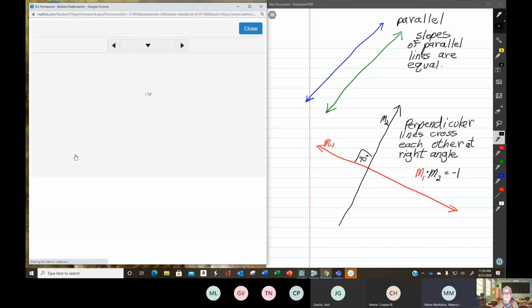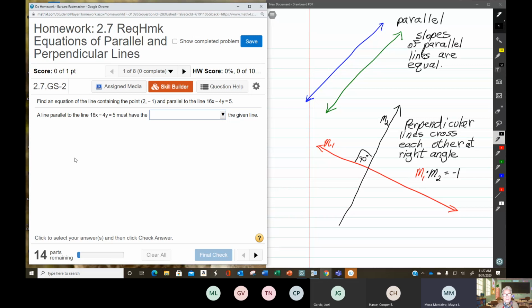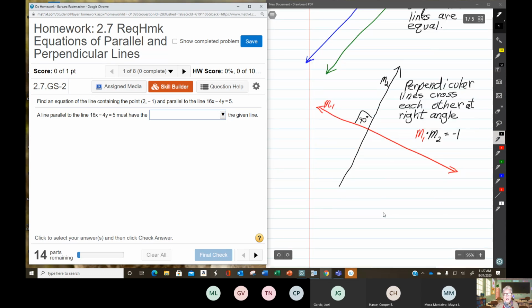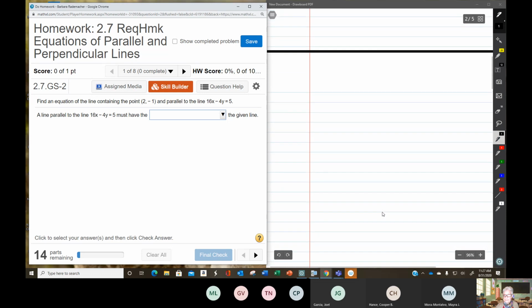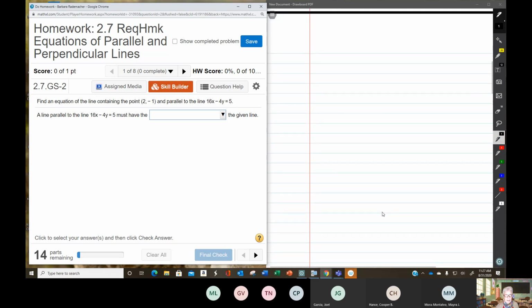And Miss Rademacher, so every time that you multiply M1 times M2, is it always going to give us -1? If the two lines are perpendicular, yes, guaranteed. But that's the only time. Only if the two lines are perpendicular. Okay, does that answer your question? Yes, it does. Thank you.